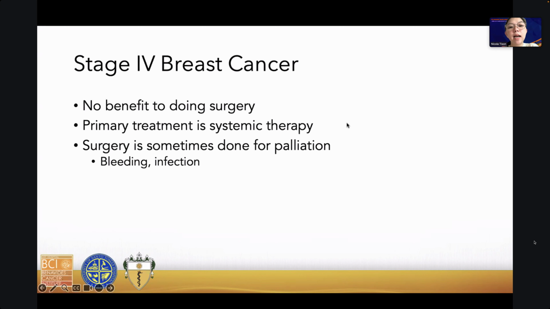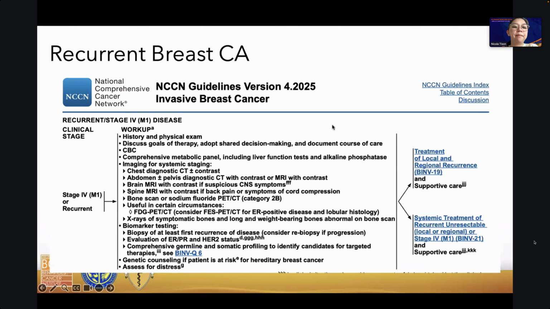For stage 4 breast cancer, there is really no benefit to doing surgery, and the primary treatment is systemic therapy. Surgery is sometimes done for palliation due to infection or bleeding. So when we have a patient who comes in with a recurrence, this is how we work them up.